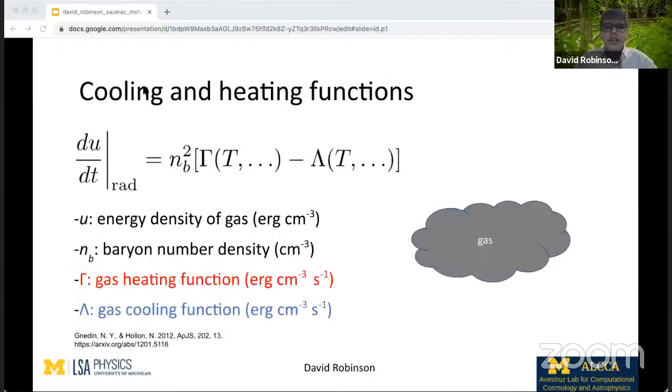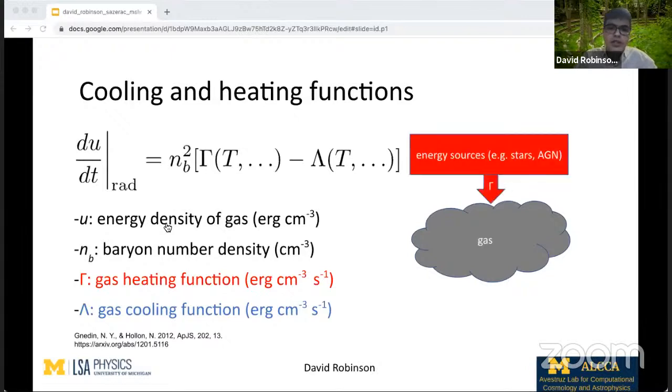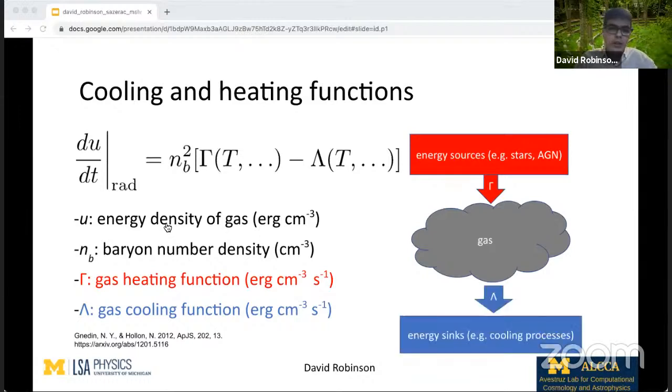So to start off with, cooling and heating functions describe how the energy density of a gas cloud here on galactic scales changes with time. And specifically, we're just going to isolate to the rate of change due purely to radiative processes. And we break that up into two terms. The first is a heating function term, gamma, that encodes processes that increase the energy density of the gas. And then a cooling function term, lambda, that encodes processes that decrease the energy density of the gas. And then, as is typical for collisional processes in astrophysics, we're going to factor out the density squared. And specifically for these purposes, we're going to use the baryon number density.